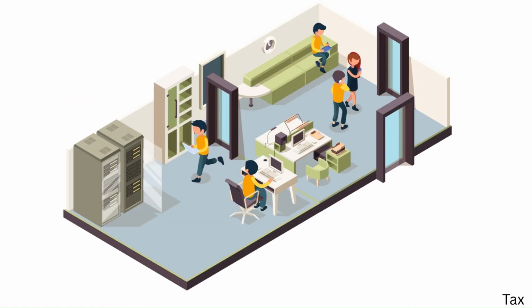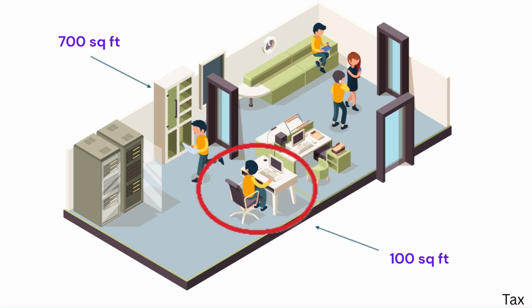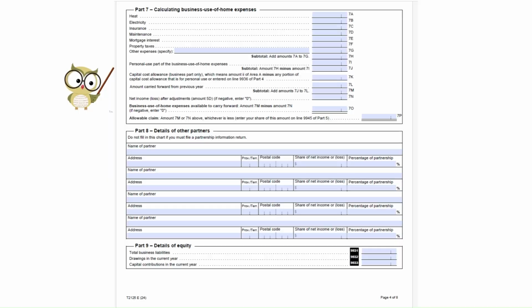For example, my home is 700 square feet, of which the office area takes about 100 square feet, and the rest, 600 square feet, is personal. Once I enter the personal use part here, that is 600 square feet, then it calculates the amount that I can claim on my tax return for office use.